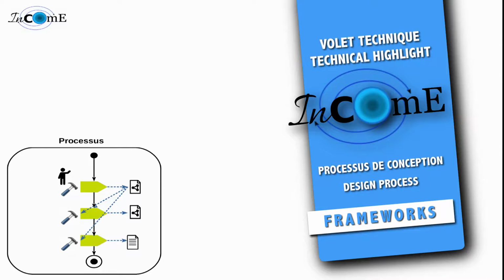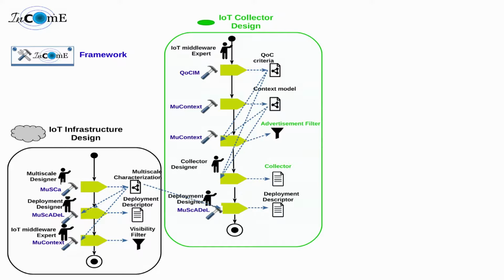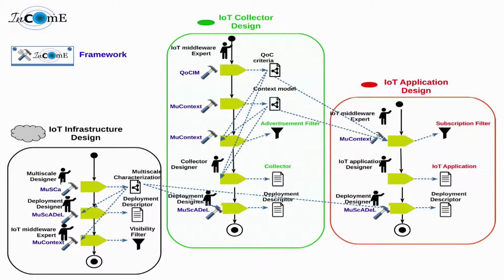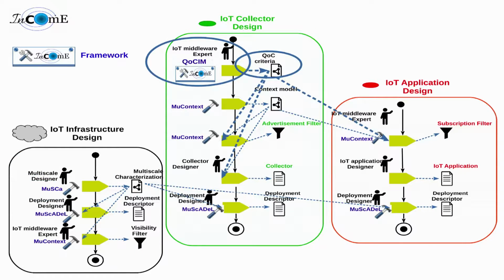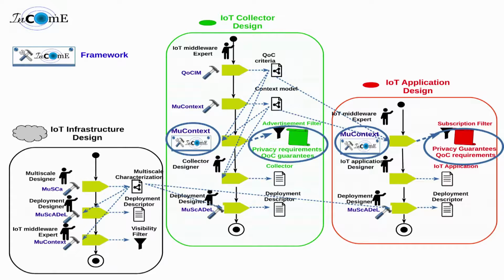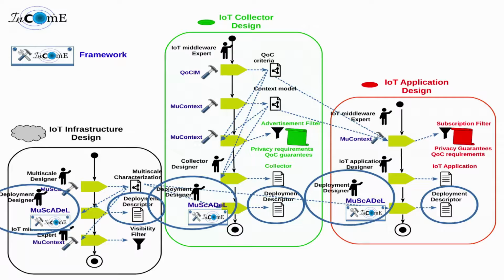INCOM provides 3 design processes supported by a set of frameworks. The first design process is for the design of the dissemination platform. The second one for the design of the collectors of IoT data. And the third one for the design of IoT applications. The design processes include a definition of logical zones to limit the broadcasting of data, data quality criteria, contracts to ensure privacy, and multi-scale deployment descriptors.